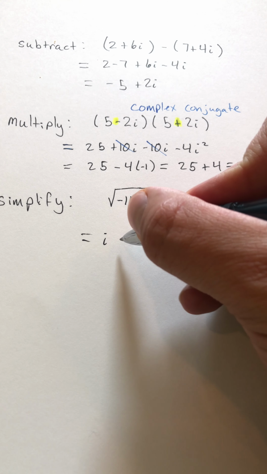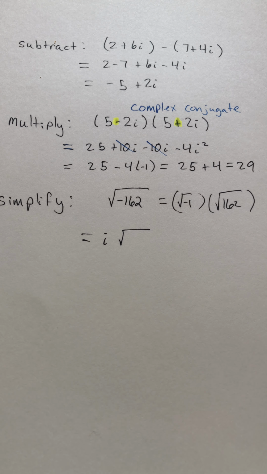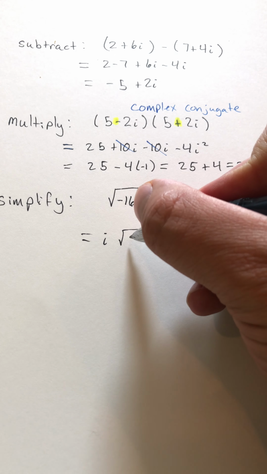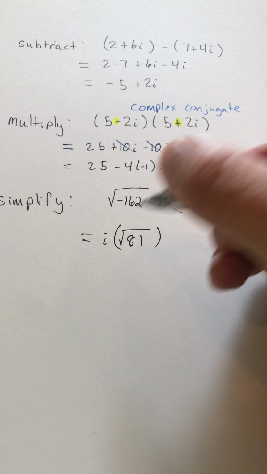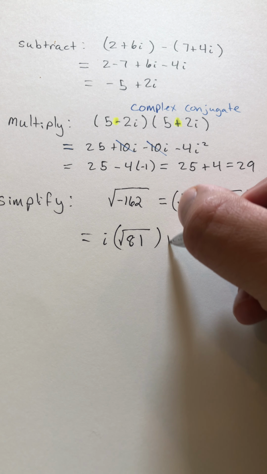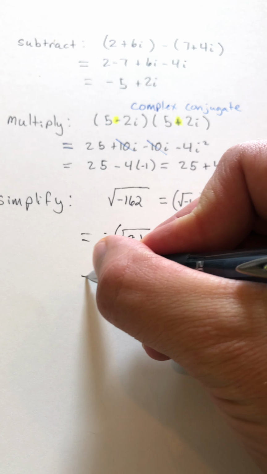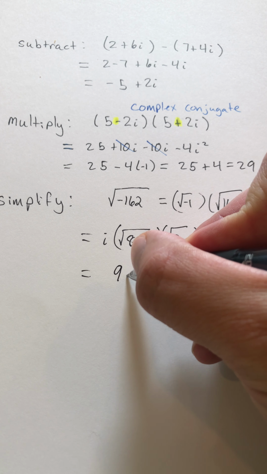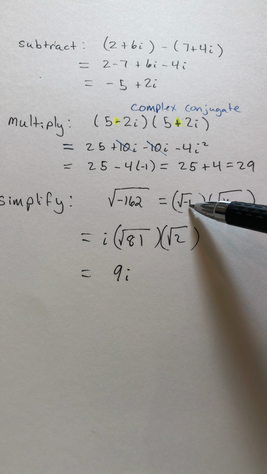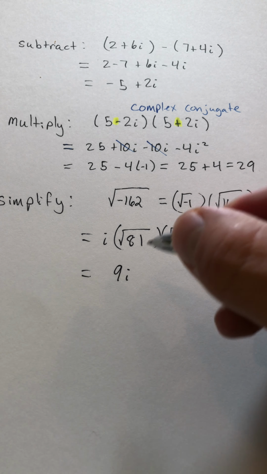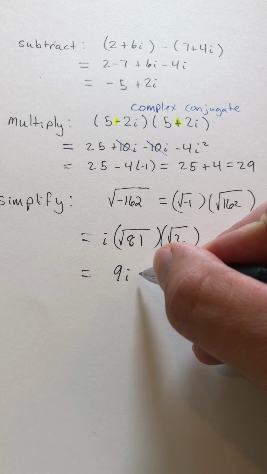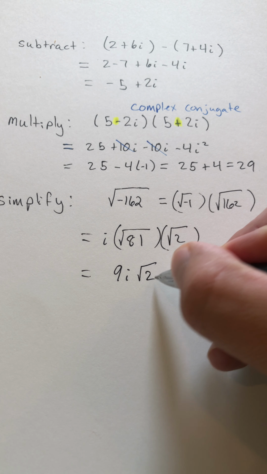So by doing that, we look for perfect squares that are factors. And 81 is a perfect square factor of 162. The square root of 81 is 9. We have i from the square root of -1. That's the definition of the imaginary unit. And then we've got the square root of 2.